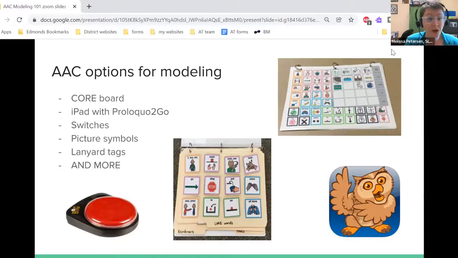So here are some AAC options, things that you could use to model AAC to students in your classrooms. You could use a core board, like one of the flip books that we see around the district. It could be an iPad. Many of our students use the Proloquo app on an iPad to talk. Or it could be picture symbols that students are pulling off and handing to people. Or it could be switches, or it could be lanyard tags. Really anything that the student is using is what we can use to model AAC, to show them how it works.